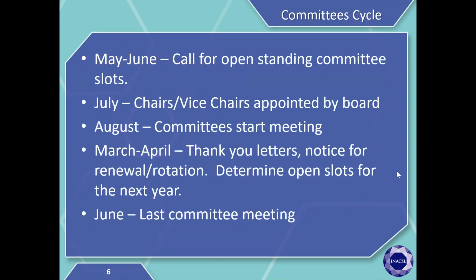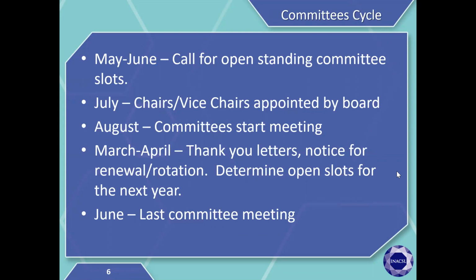So a little bit about the cycle of volunteering. We have a regular time each year that we do a call out to fill open volunteer positions for the standing committees that I just listed on the previous slide. If you look at the side, you can see that the actual committees start their work in August each year, and they continue their work through June. So it's a different cycle than a January-December academic cycle. It's a little different than that.